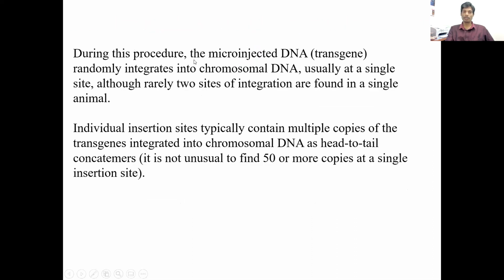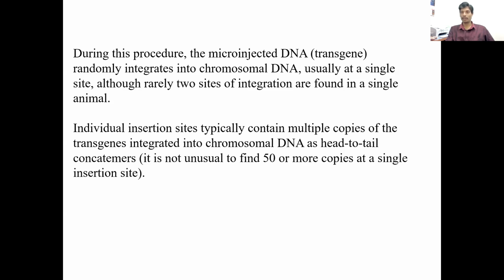And during this procedure, the micro-injected DNA randomly integrates into the chromosomal DNA. Just injecting into the pronucleus doesn't mean that it will go and integrate. So the next process is that it randomly goes and integrates. Where it is going to integrate, we don't know. But it will integrate into the genome, usually at a single site, although rarely two sites of integration are found in a single animal.